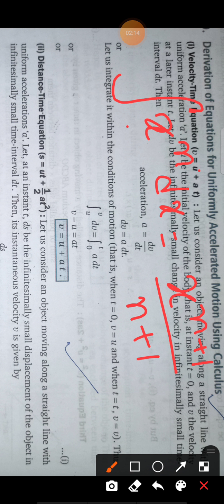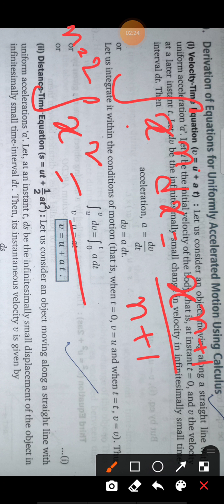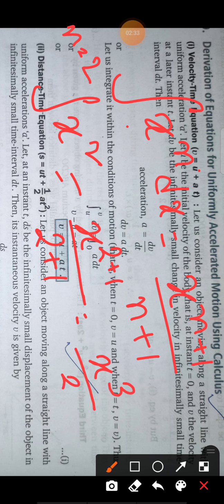Suppose, for example, the integration of x square. What is the value of n here? n is equals to 2. So the formula is x to the power n plus 1, that means x to the power 2 plus 1 divided by 2 plus 1. So the integration will be x cube by 3. Correct.